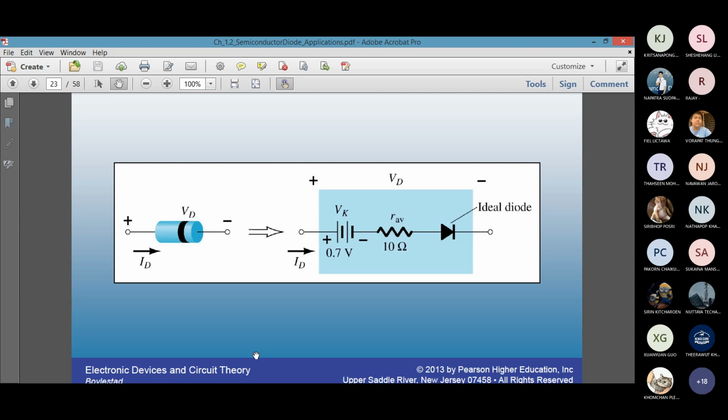Is there a battery inside the diode? I think it's a battery. You have a battery inside the diode? The symbol is the DC battery. Is he right? How can you have a battery inside the diode?